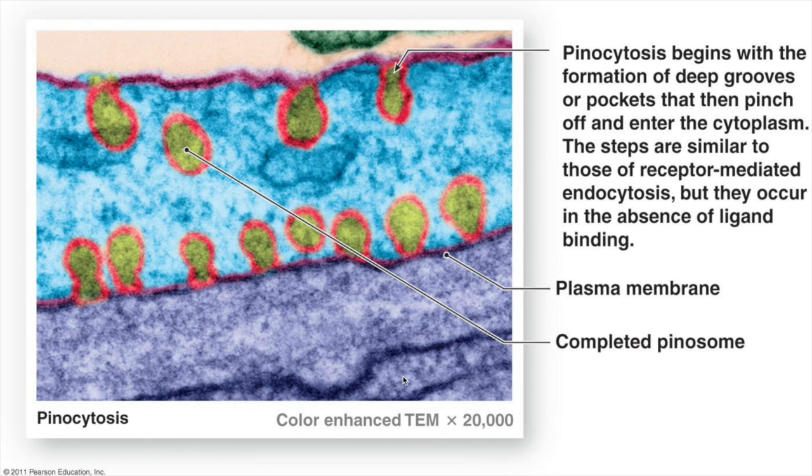This is pinocytosis, sometimes called cell drinking. When we get these tiny vesicles pinching off the cell membrane and bringing something into the cell.